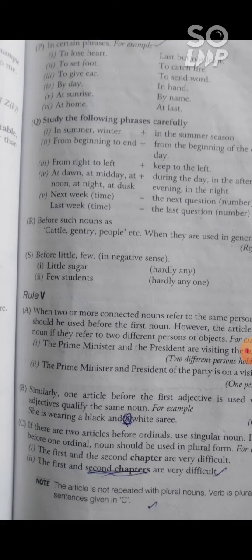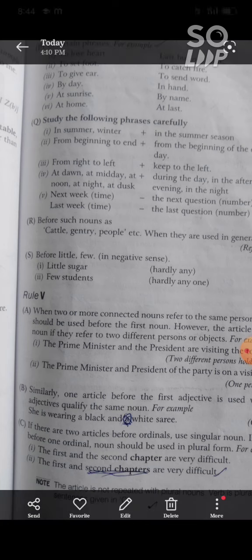Now here, black and white: you see two adjectives, but they refer to only one single noun. So we use only one single article before the first one. So, she is wearing a black and white saree. We don't say "a white saree". Why? Because black and white refer to one single noun, so we use the article only with the first adjective. That is the important condition.